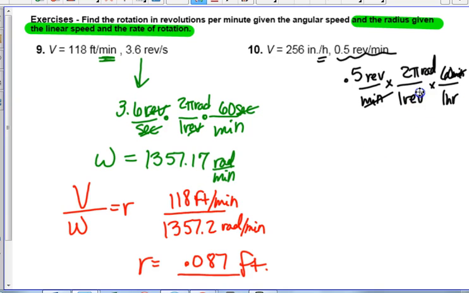Did I get that right? Yes. Because half of 2 pi is 1 pi times 60, so I have 60 pi. What was our label left? Radians per hour. Oh, forgot the pi, thank you. I like pi. We should never forget the pi.